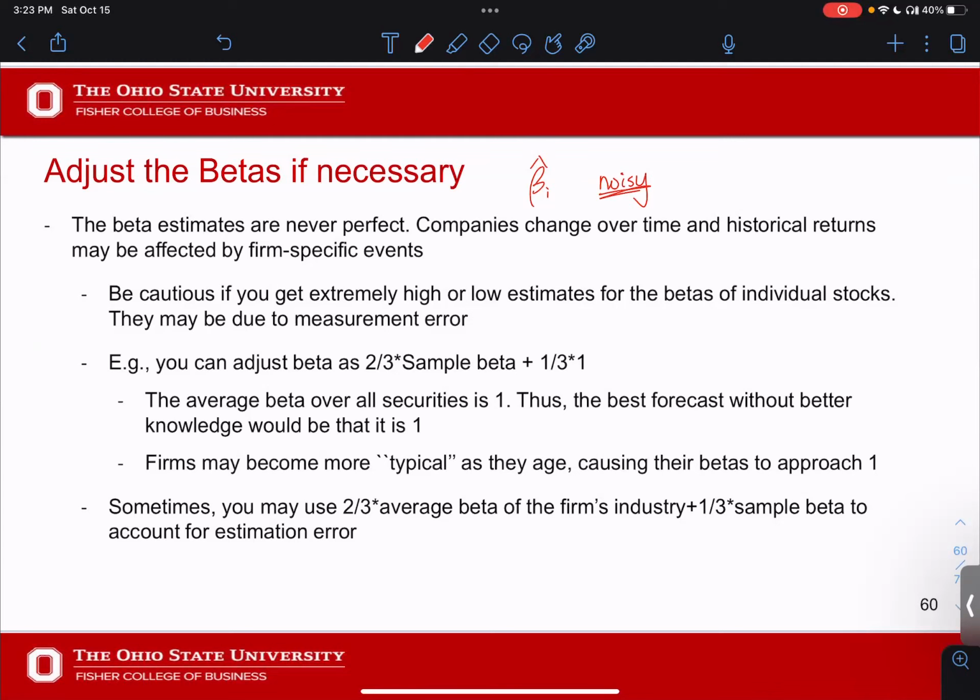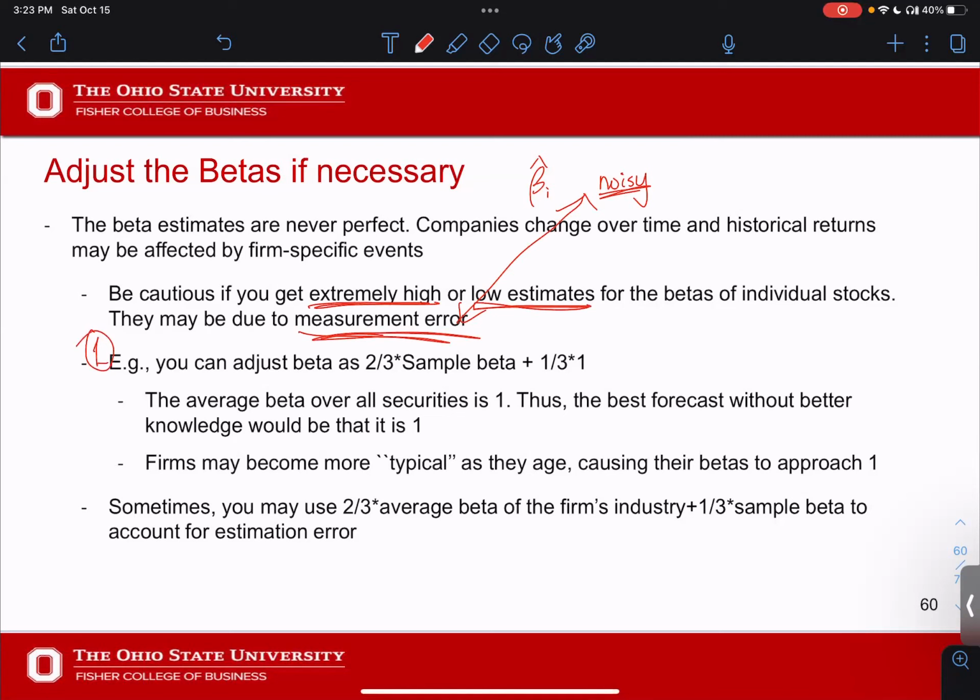In this case, say if you get an extremely high or low estimate for the beta, it might be due to measurement error. It's similar to noisy, measurement error, usually because of noisy data, like data that is not very good. If your error is very high, your estimation of beta will not be trustworthy. What you can do is two ways. This is the first one.